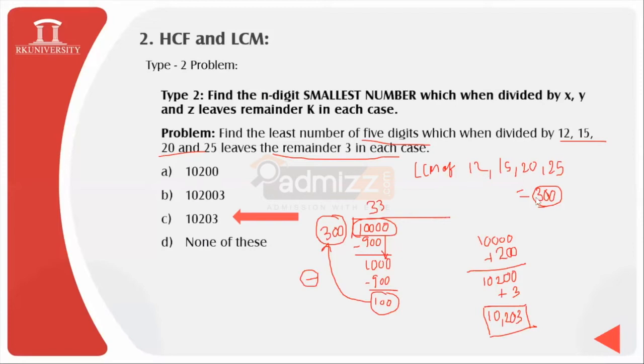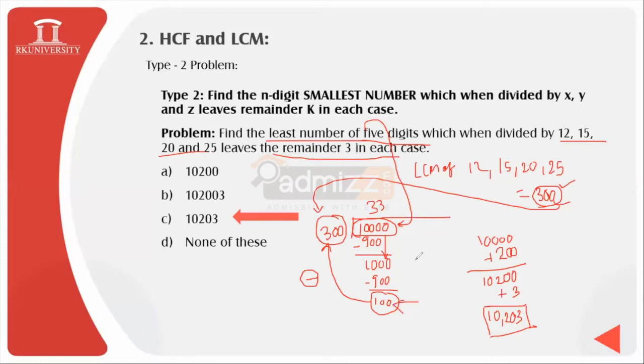We are not finding the LCM right at this moment, because we had already found it in type number 1 problem. So we will not invest our time in finding the LCM, and that's why I have directly written this 300 value. Now after finding the LCM, the least number of 5 digits, as mentioned in the question, is 10,000, which we take as the dividend. Then this 300 value which we obtained as the LCM is our divisor. Then on simplification, we obtained 100 as the remainder.